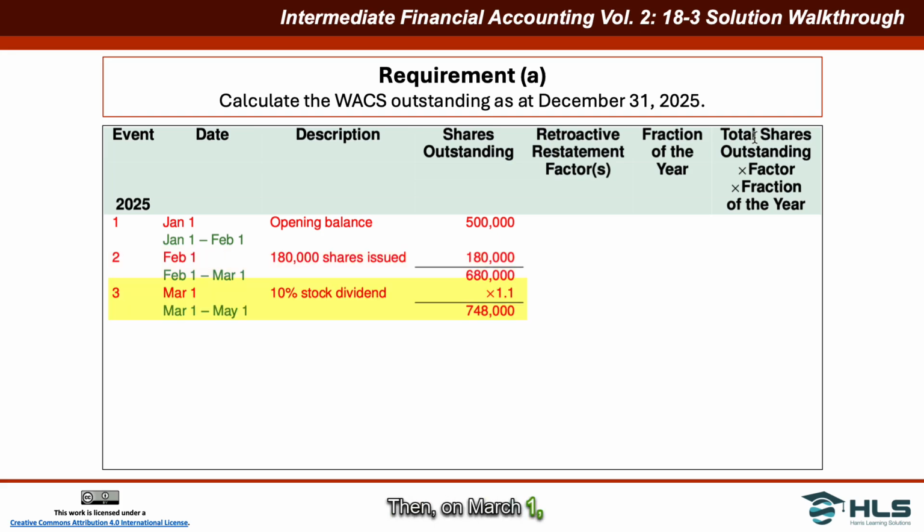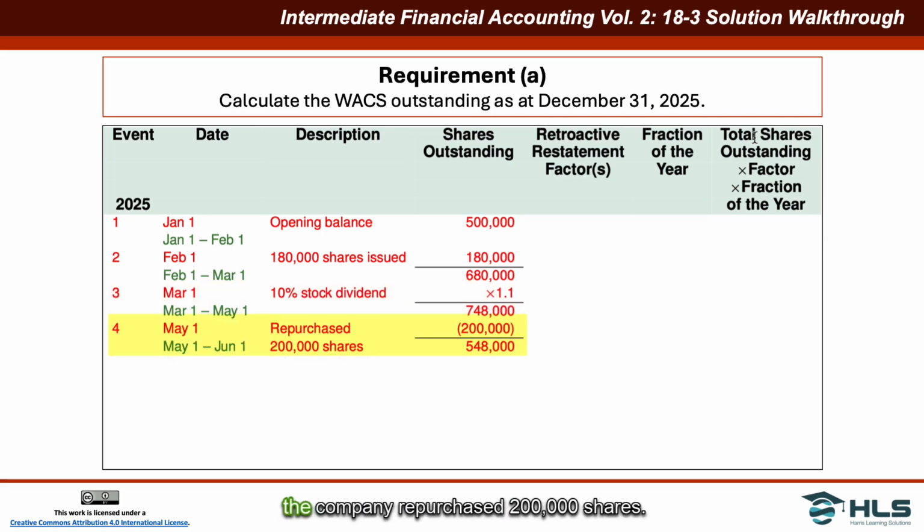Then on March 1st, the company declared a 10% stock dividend. So we simply multiply the number of shares outstanding up to this point by 1.10. That's 100% plus 10%, or 110%. The number of shares outstanding after the stock dividend is now 748,000 shares.